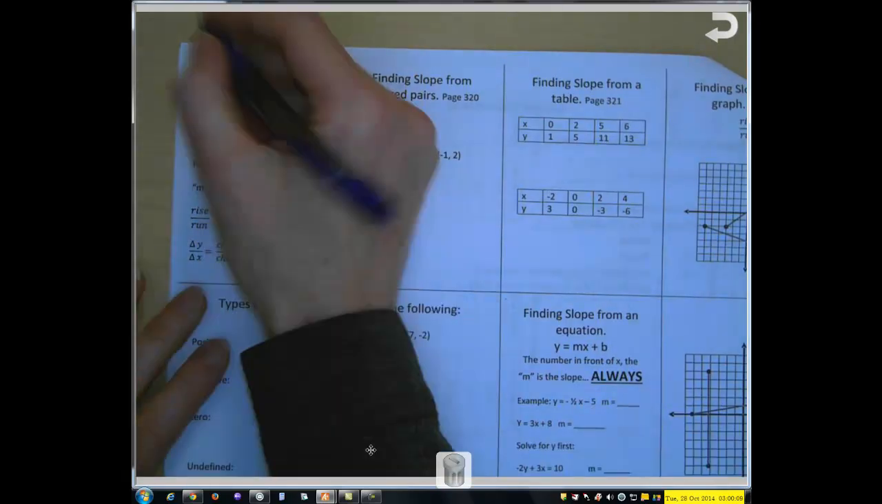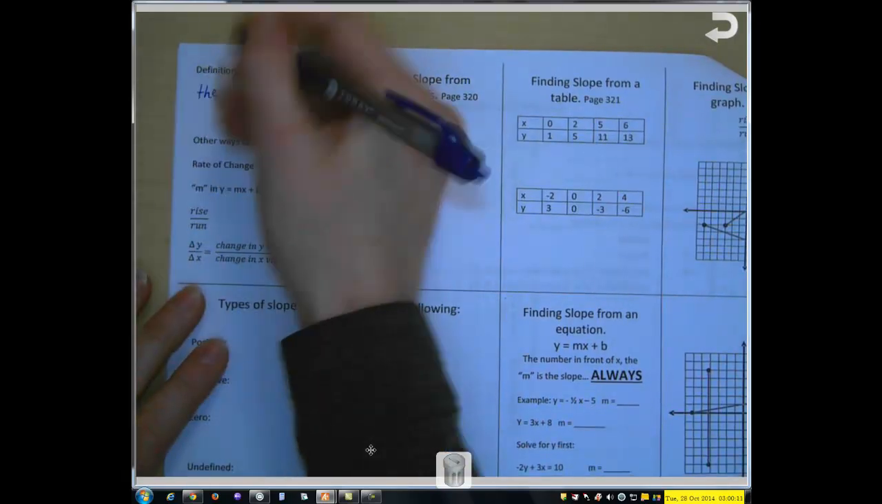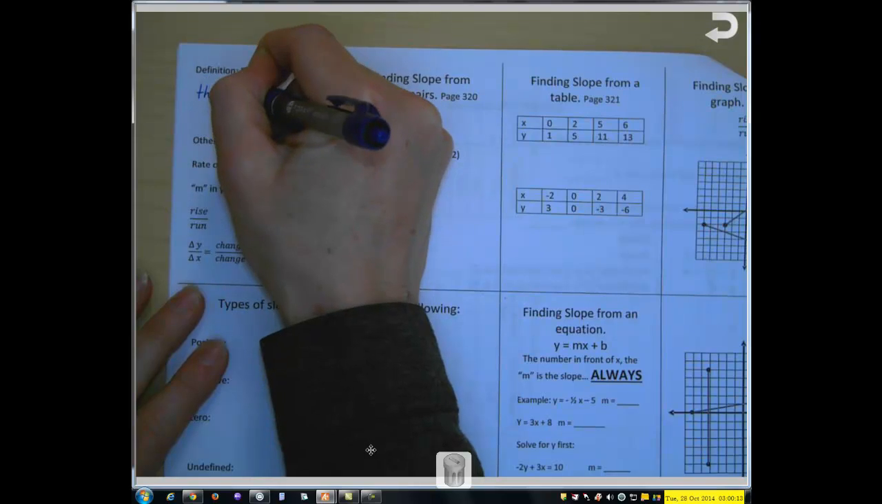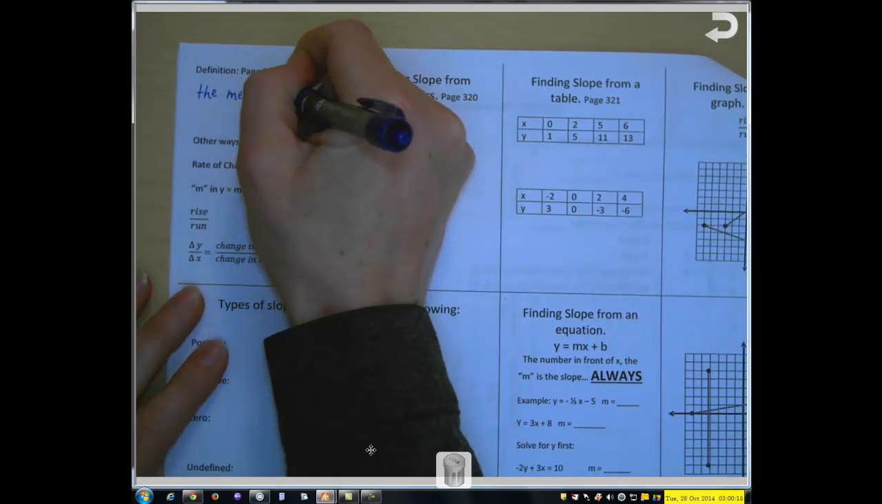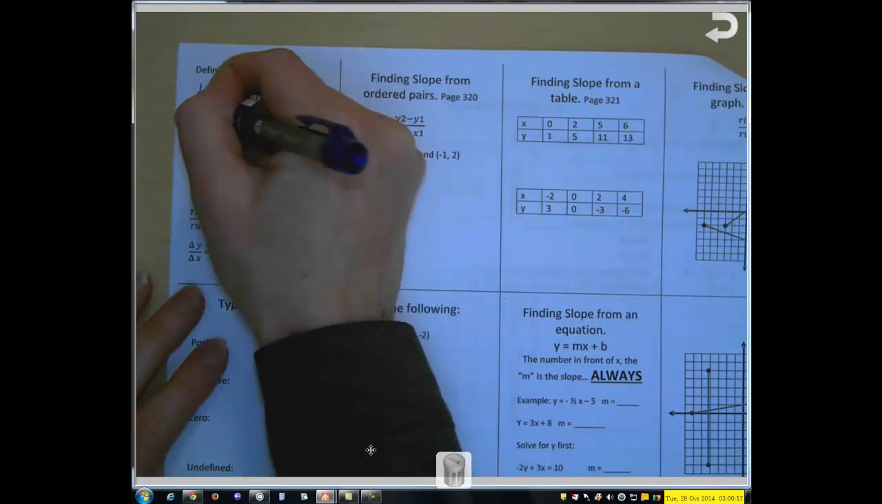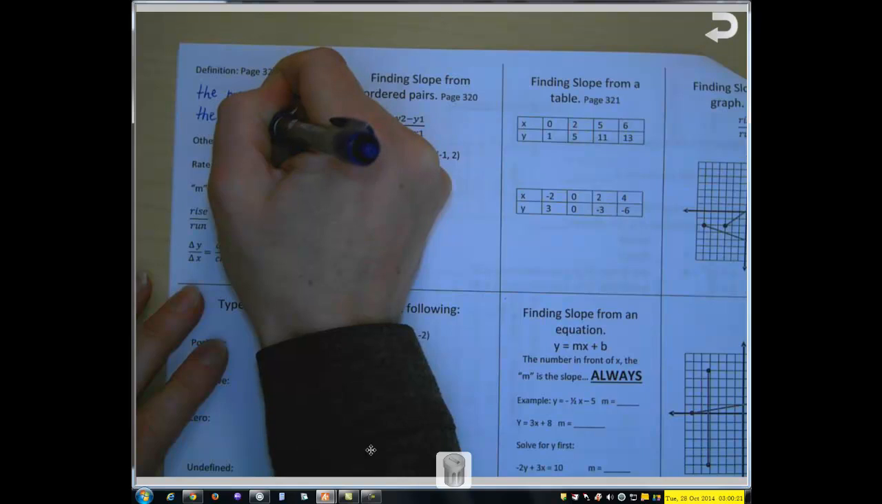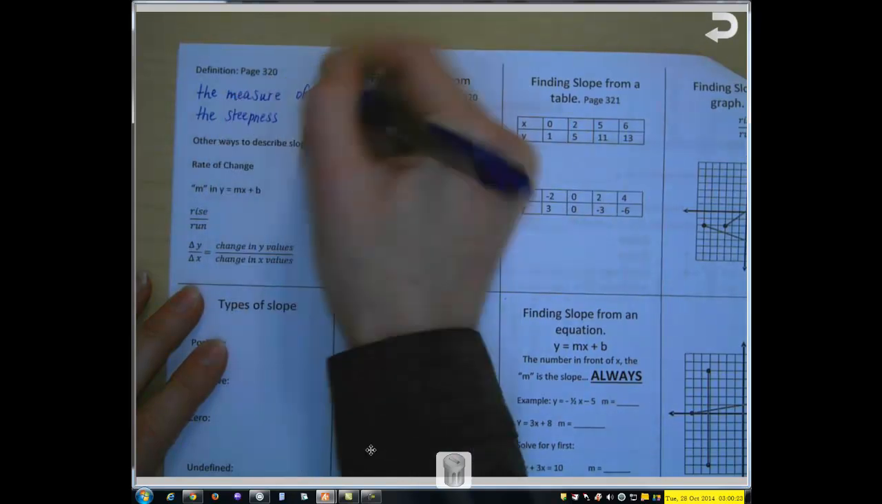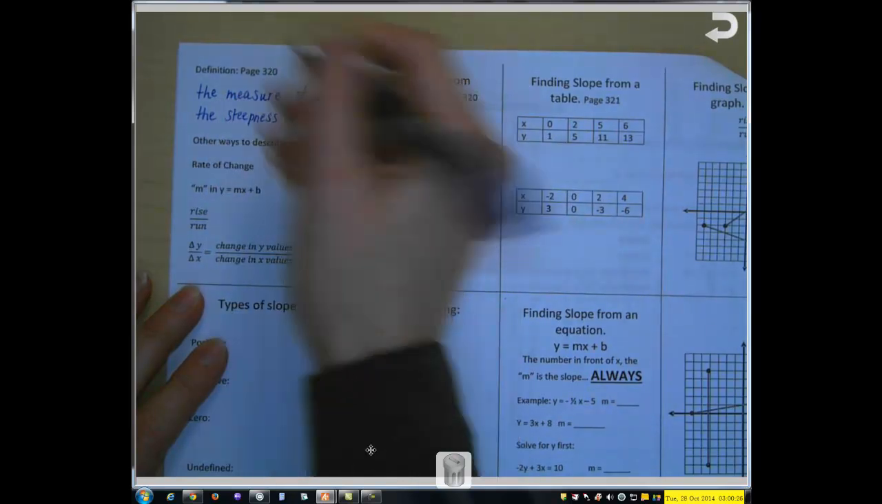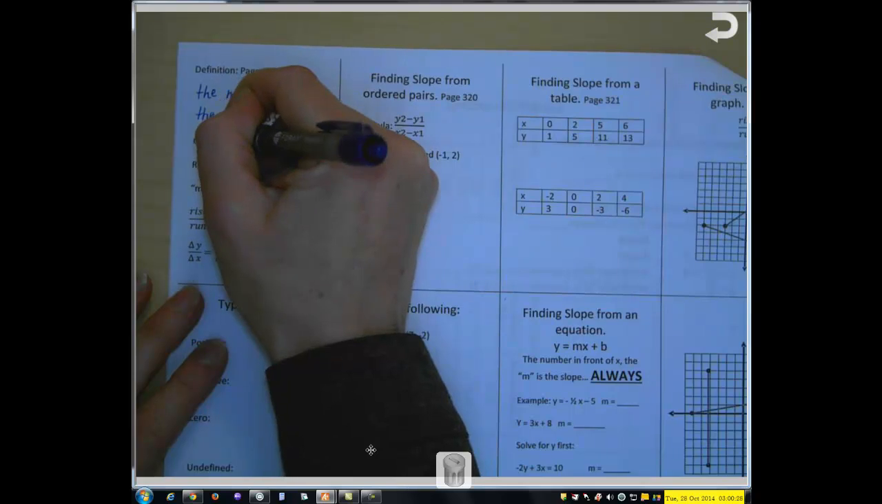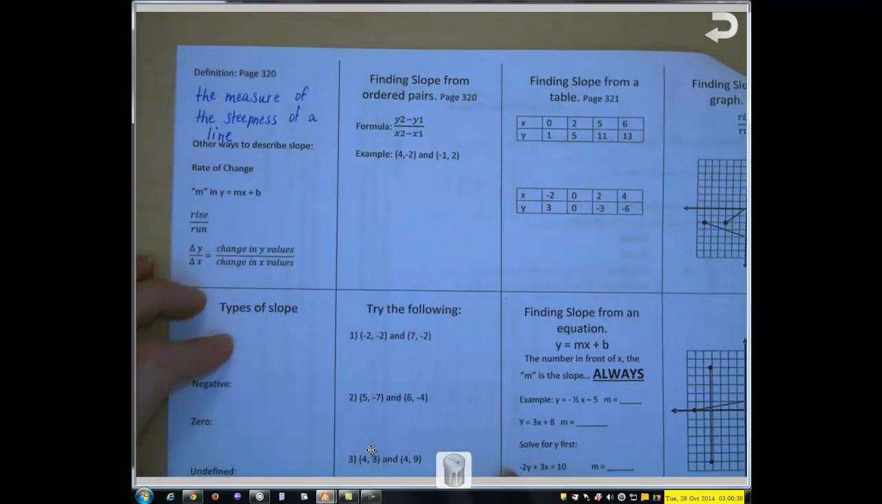Slope is the measure of the steepness of a line. Okay, some other words for slope are rate of change.